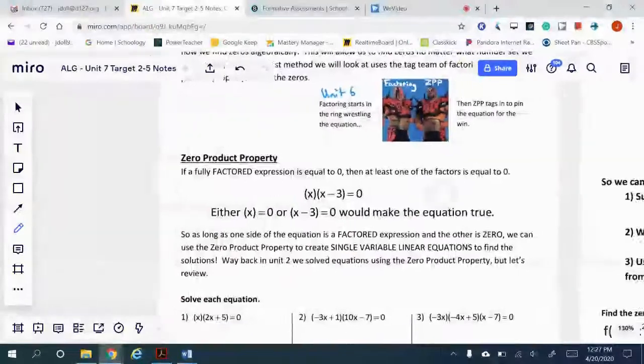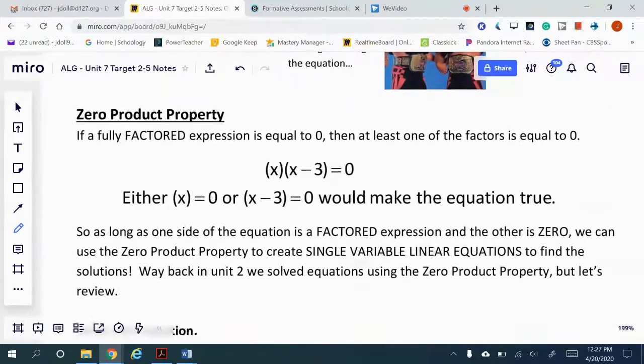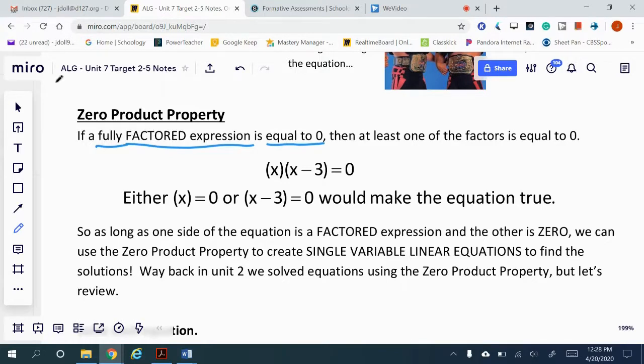So let's talk about the zero product property. Now, this property is actually a very, very simple property. It's almost sometimes hard to understand because it is so simple. So what this says is, if a fully factored expression, and that is important, the zero product property only applies if you're dealing with a fully factored expression and it's equal to zero. So you have to have both of these prerequisite conditions for the zero product property to work. Then what we can conclude is that at least one of the factors is equal to zero, possibly more than one, but at least one.